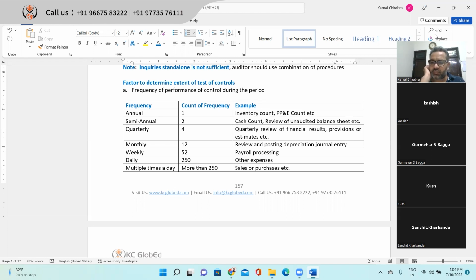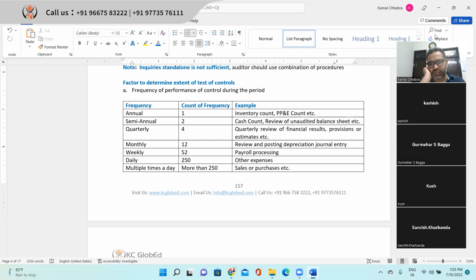Yes, sir. One query. Are there any standard guidelines for these, like which should be annual frequency and which test of control should be semi-annual? Or is it based on the company itself?